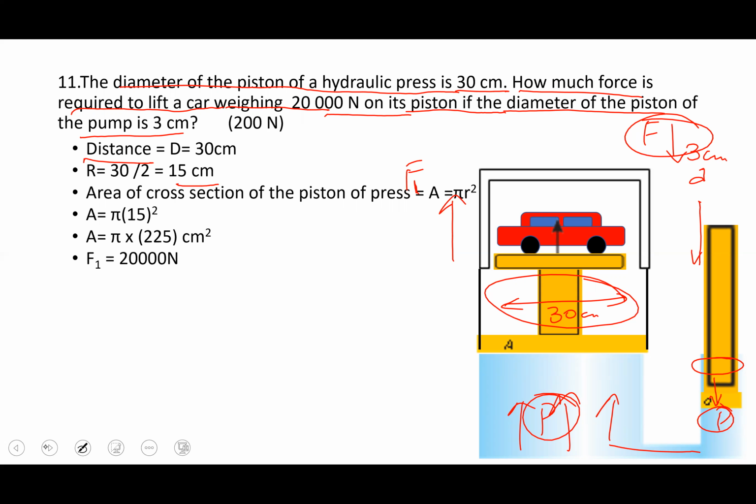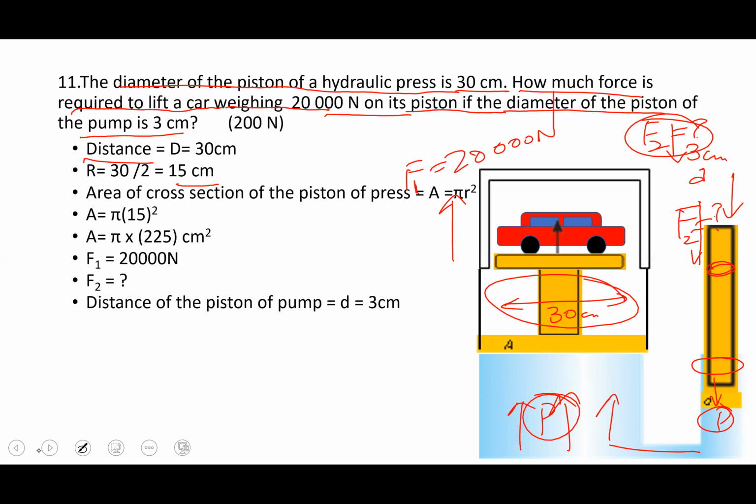So F1 we have is 20,000 newtons. So we have to calculate F2, how much force has been applied over here. F2, how much force applied over here, and what is the diameter in this case? We have 3 centimeters, we take half of that.